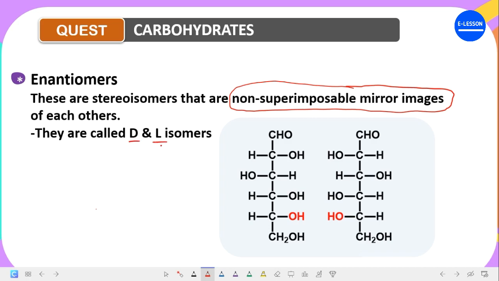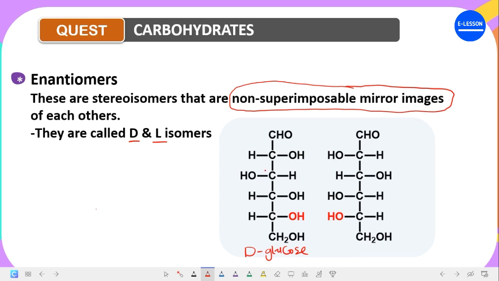Now, we have two forms, which I said are the D form and the L form. How do we determine which is D and which is L? Now, this is the normal structure for glucose. This is D glucose. You may not want to easily come to the assumption that this is D glucose. Do you know why? Because this CHO, everything follows.